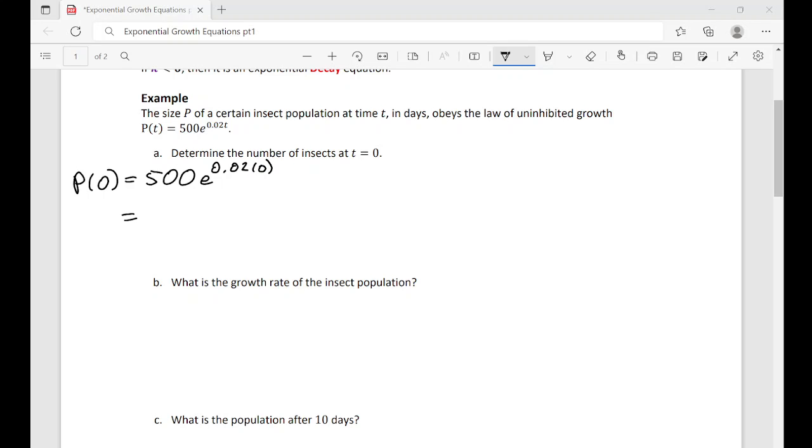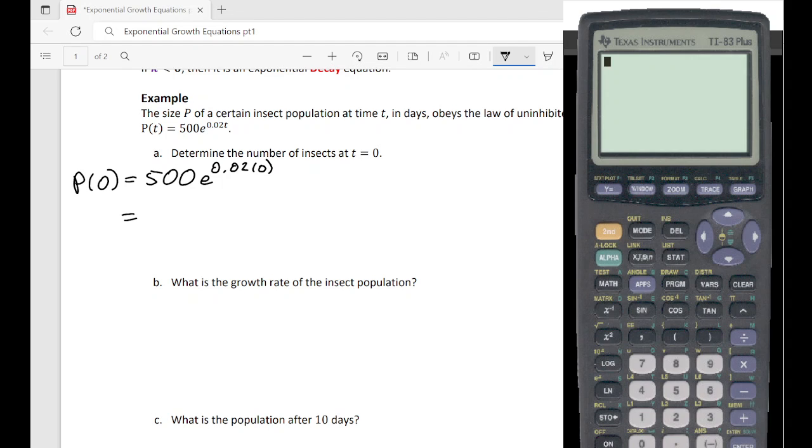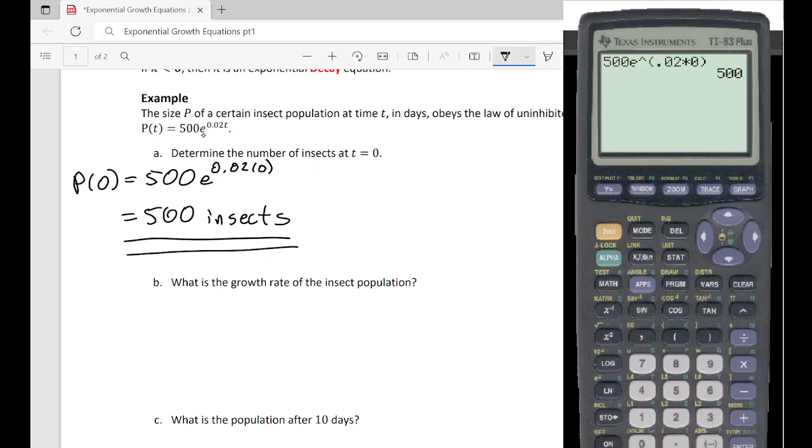So we're going to take our amount and plug it into our calculator and let it do the work for us. So 500, second ln, 0.02 times 0. When we put that in, we get 500. Which again makes sense because the number in front of e is our initial amount. And since 500 is in front of e, it makes sense that when we plug in 0 for t, we only get 500 back.